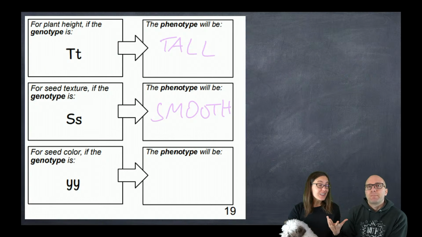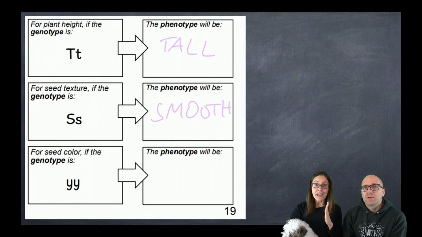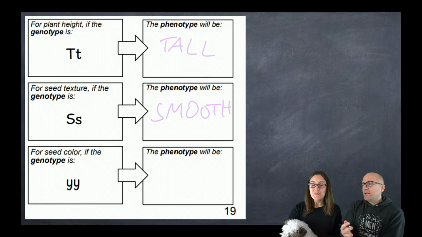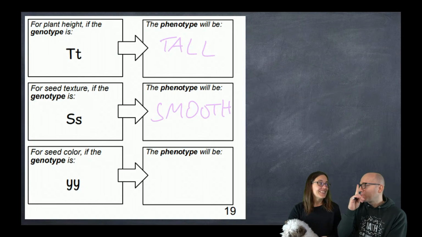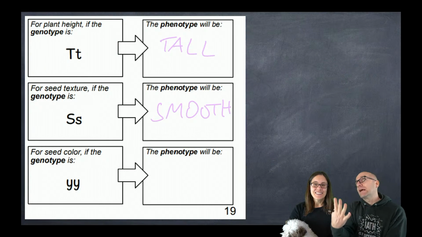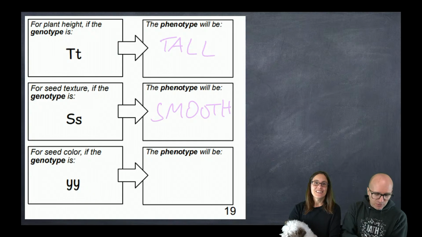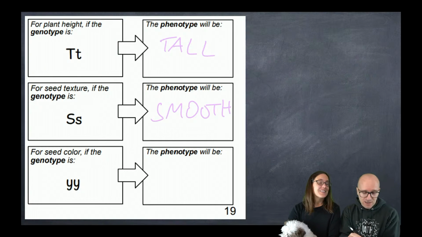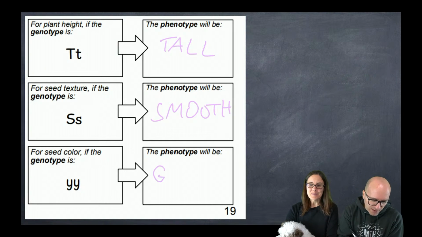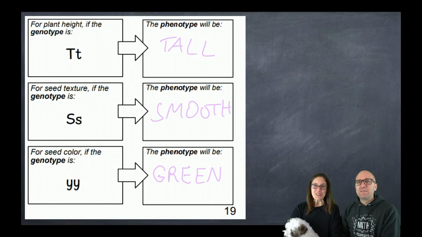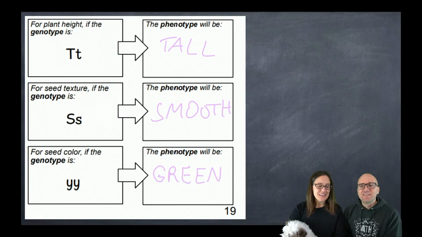Ooh, okay. For seed color, the genotype is little y, little y. Okay, Y stands for yellow, but wait a minute. I think there's a trap here. Capital Y stood for yellow, and little y meant not yellow, or in this case, green. Yes. So they're both saying green in the genotype, so that means that the phenotype will be green. Green. Aha! You thought you had me, Science Mom. You didn't. Good job, Math Dad, and good job, Unbeatable Science Kids.